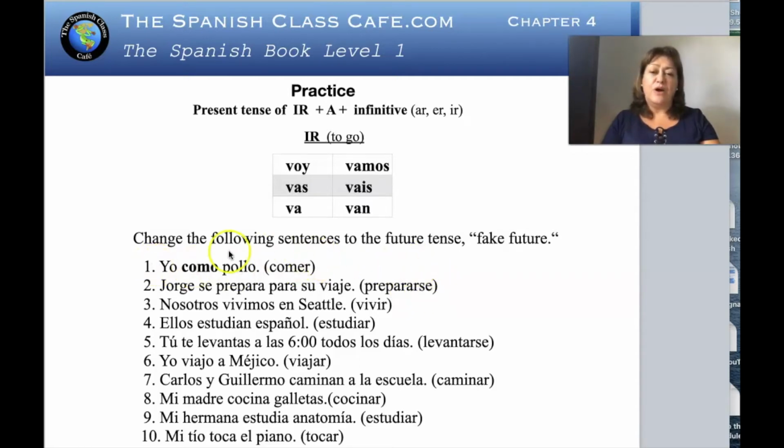Now, a regular one that is not reflexive will be the sentence right here, that we also used in the last lesson. Yo como pollo. This is a present tense sentence. I eat chicken. But if I want to say I'm going to eat chicken, then I'm going to use this formula to put it in future tense. And then I will say yo goes right here, right? First person. Yo voy a comer pollo. You use the infinitive. I'm going to eat chicken.